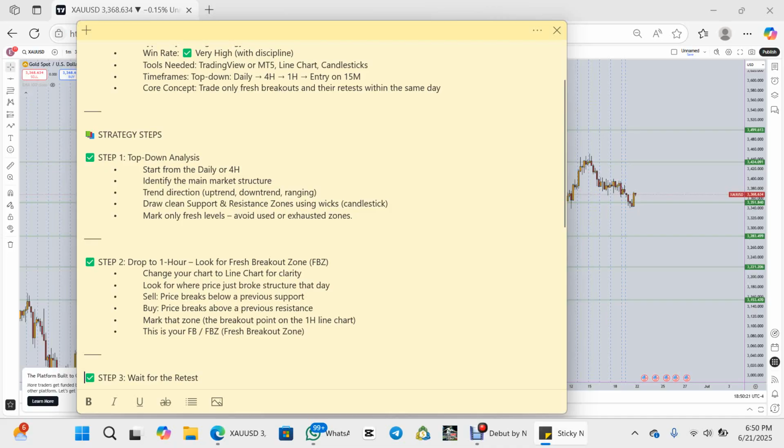Look for where price just broke structure that day. For a sell, price breaks below a previous support. For a buy, price breaks above a previous resistance. Make that zone the fresh point on the 1 hour chart. This is your FBZ. That's a fresh breakout zone.